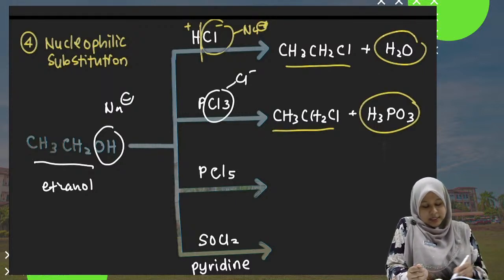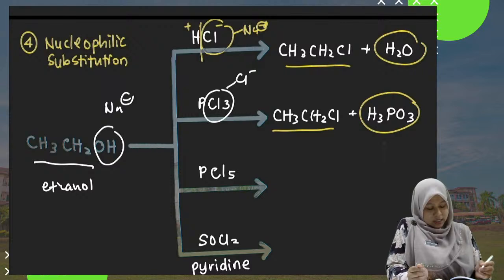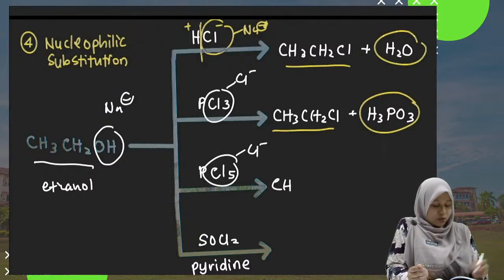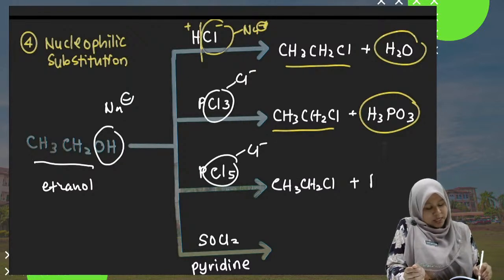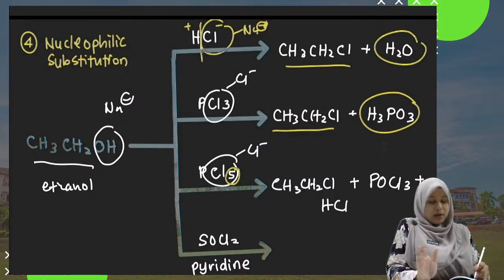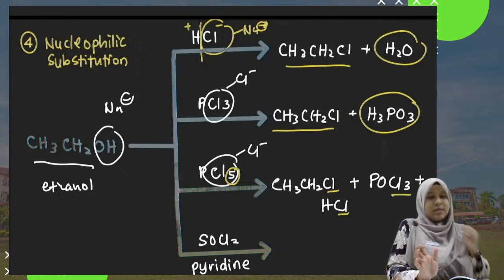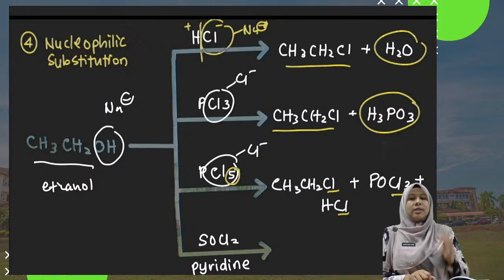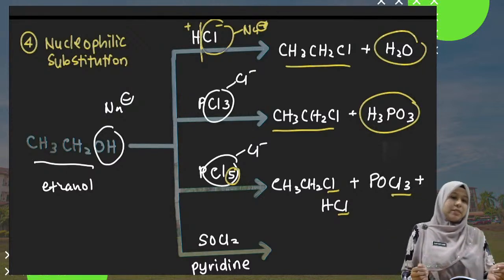Okay, seterusnya kita ada reaction alcohol ethanol with PCl5. So dia punya main product ni sama juga, dia punya nucleophile dia adalah Cl-. So kamu akan dapat CH3CH2Cl dengan dia punya side product dia kita ada POCl3 plus dengan HCl. Okay, cara nak ingat dia, kamu tengok kat sini, dia ada 5 klorin. So 5 maksudnya kamu kena kira balik. 1, 2, tambah 3. So cukup 5 klorin. Okay, yang tu nak bezakan antara PCl3 dengan PCl5.